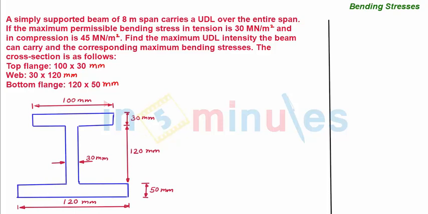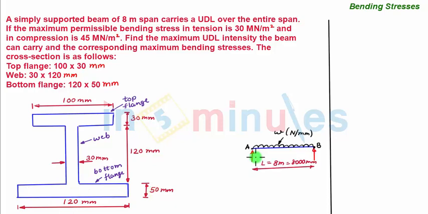So this is a representative cross section of the given beam where your top flange is 100 mm multiplied by 30 mm. The vertical part, which is called the web, is 30 mm multiplied by 120 mm, whereas the bottom flange of the I section is 120 mm into 50 mm. And this is the corresponding loading diagram of the beam, which is a simply supported beam supported at points A and B and carrying a UDL of intensity W over the entire span, which is 8 meter or 8000 mm.